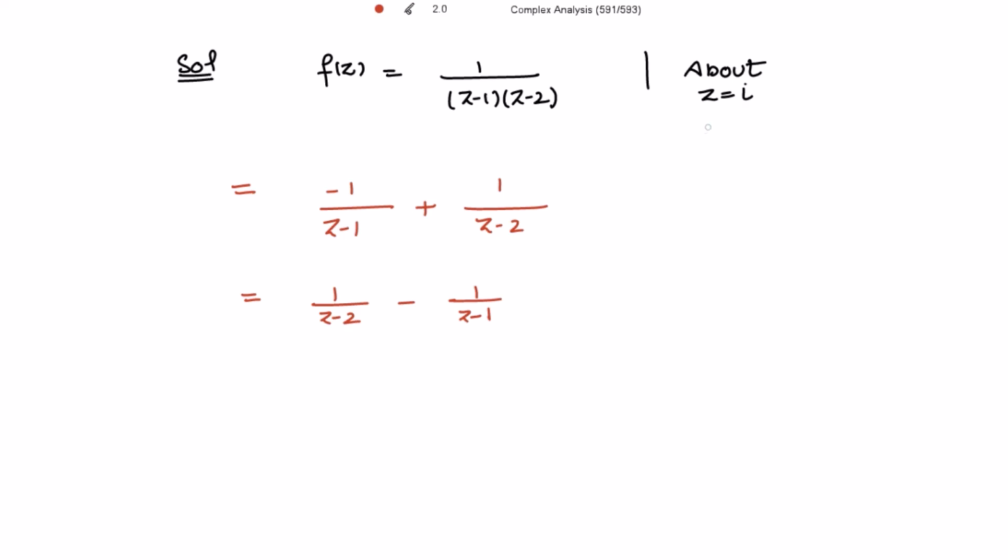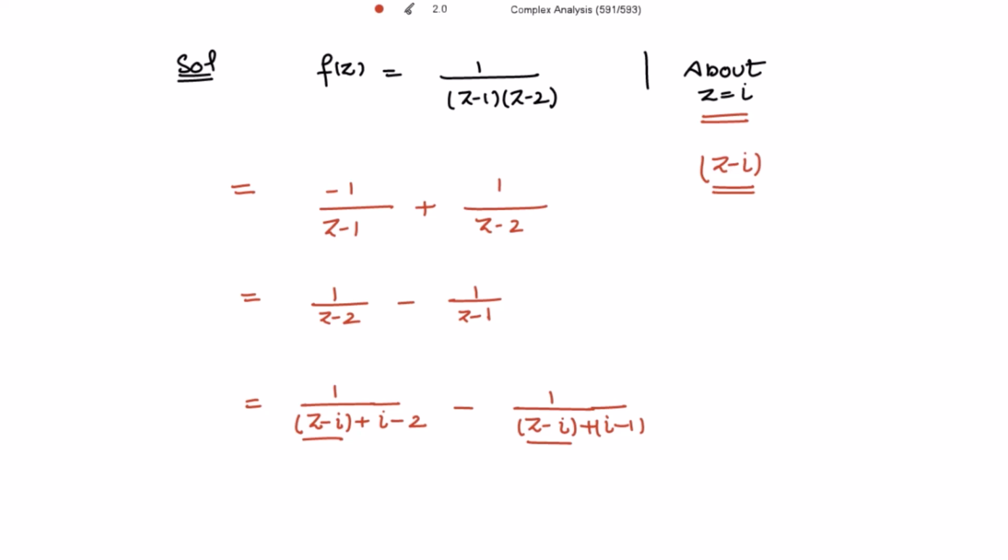Now because we need to expand the function about z equal to iota, I need the terms in the powers of z minus iota, right? So let's add and subtract iota. So I'm writing here z minus iota, also adding plus iota minus 2. Similarly in the second term also, I'm adding and subtracting iota. We need the powers in z minus iota, that is why I'm writing here z minus iota.